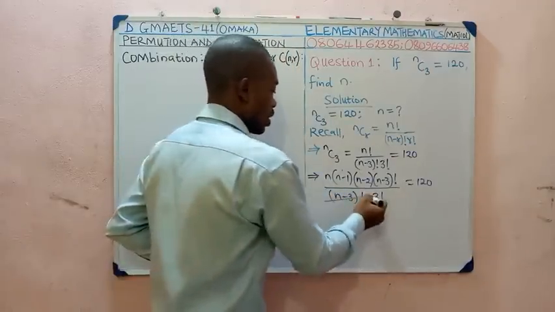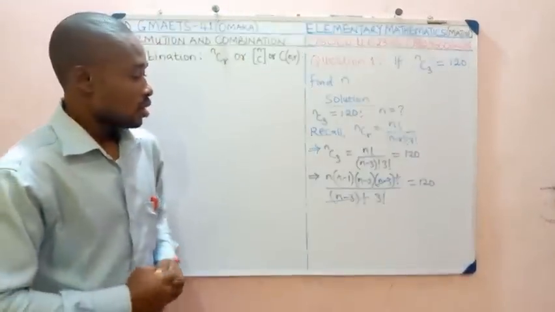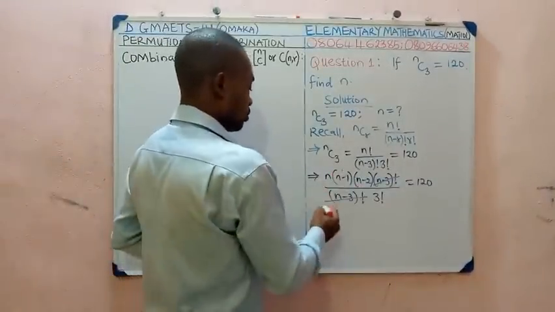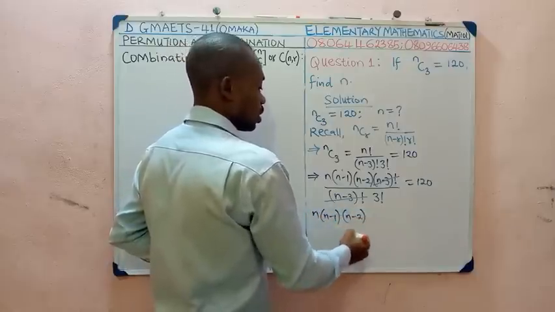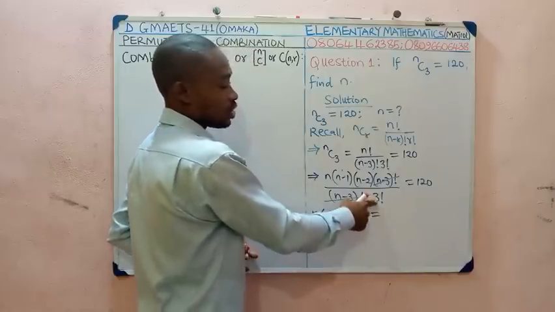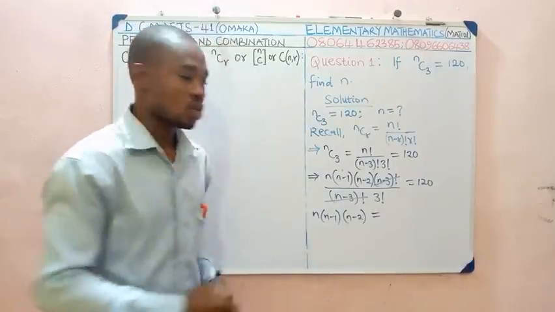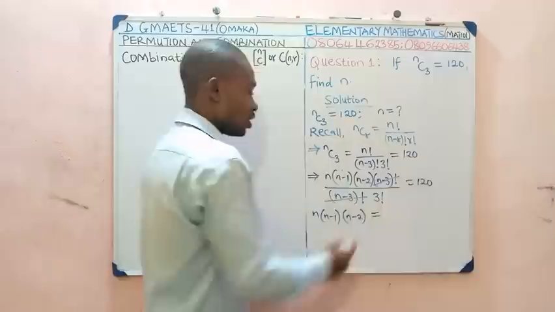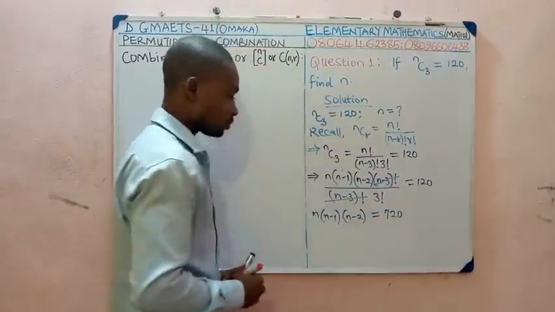Now this n minus 3 factorial will cancel this n minus 3 factorial. We are left with the terms n times (n minus 1) times (n minus 2), and that will be equal to 120 times the denominator, which is 6. 3 factorial, 3 times 2 times 1, is 6, so we cross multiply. 6 times 120 is going to give us 720.